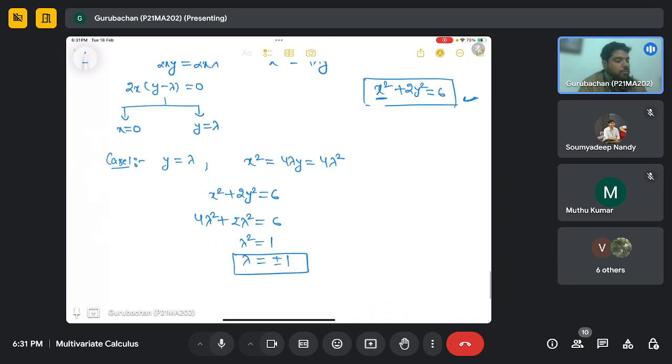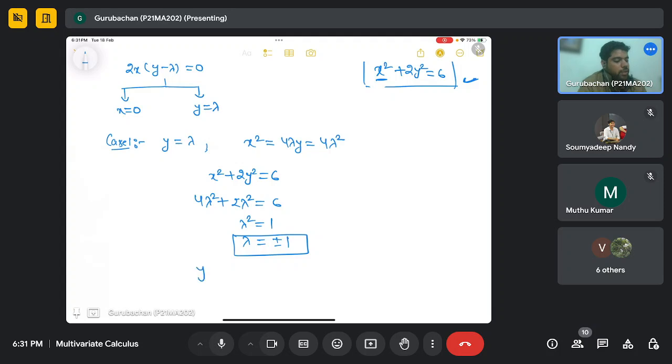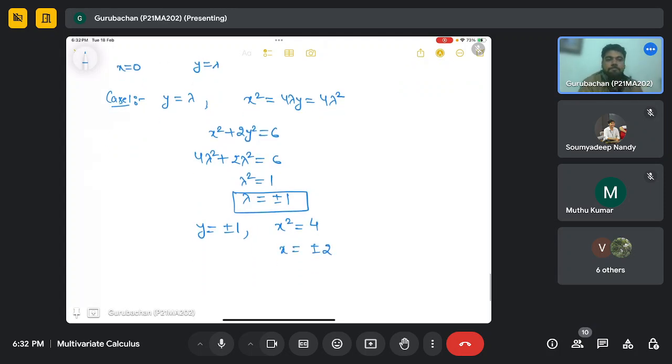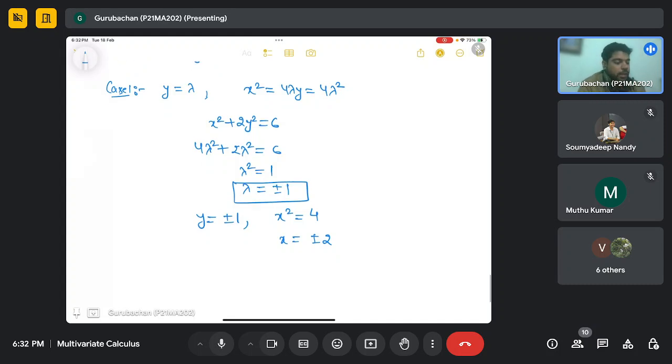So if lambda equal to plus minus 1, then y will be plus minus 1, and x square will be nothing but 4. Okay, then x will be nothing but plus minus 2. Okay, so what are the pairs you will get here?